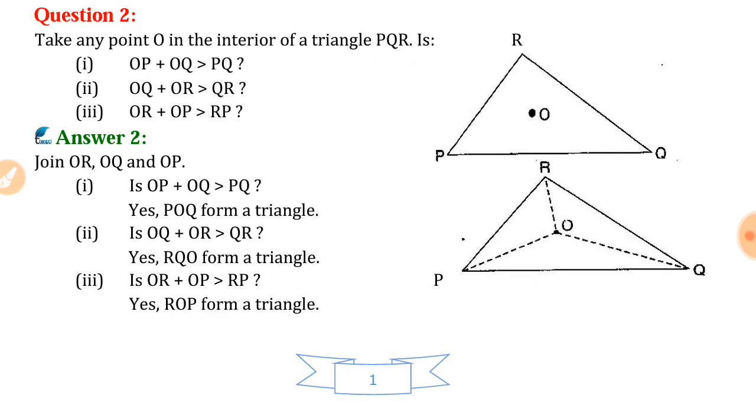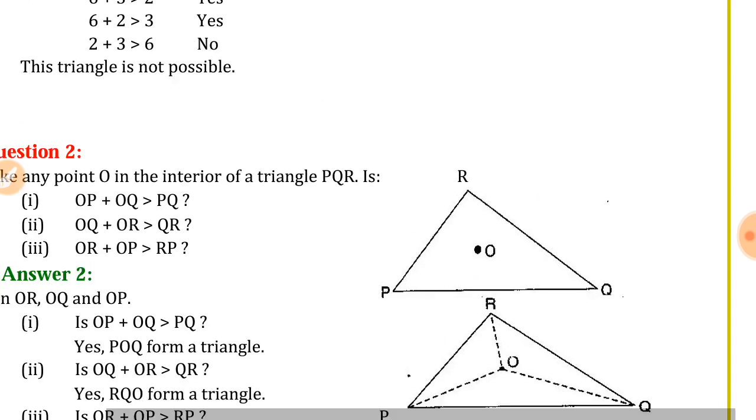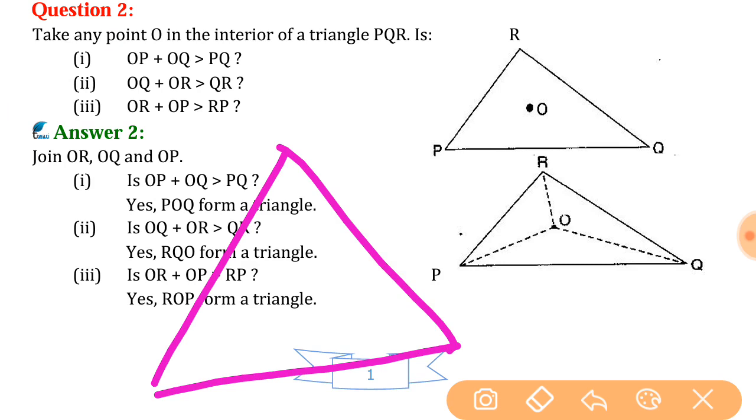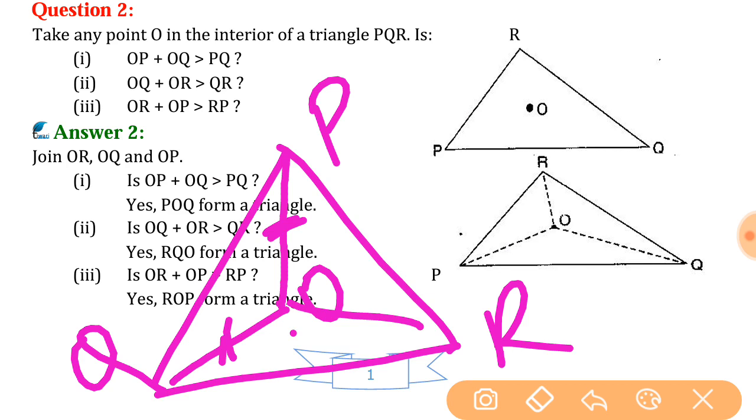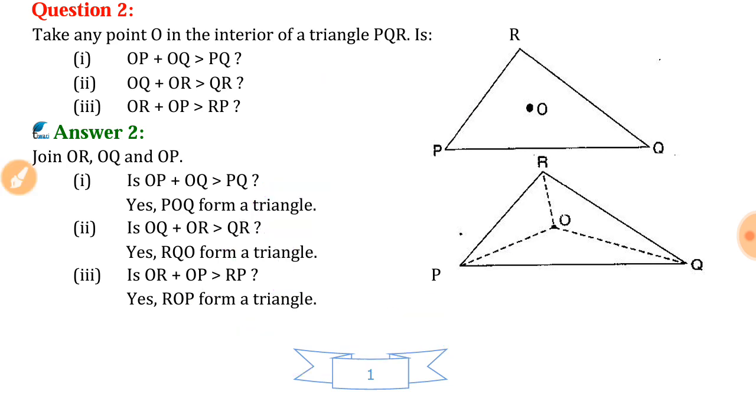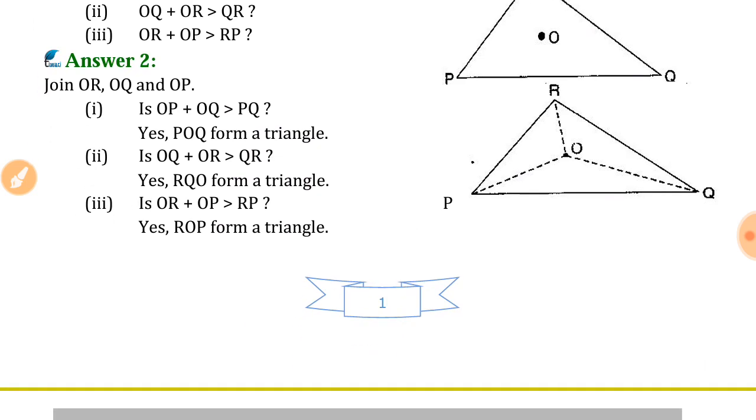Take any point O in the interior of triangle PQR. I'll show the diagram, a rough diagram of PQR with point O. OP means join the line, OQ means join the line. If you add these two, it should be greater than PQ. Is it true? We have to check. Or OQ plus OR is greater than QR, or OR plus OP is greater than RP. How do we check? By measurement.